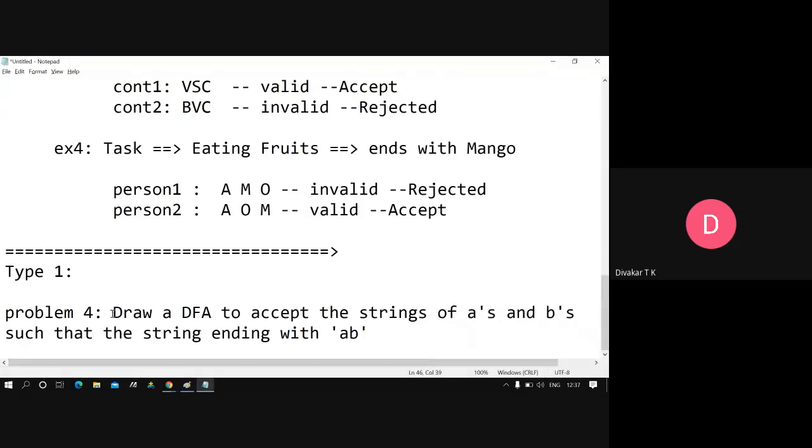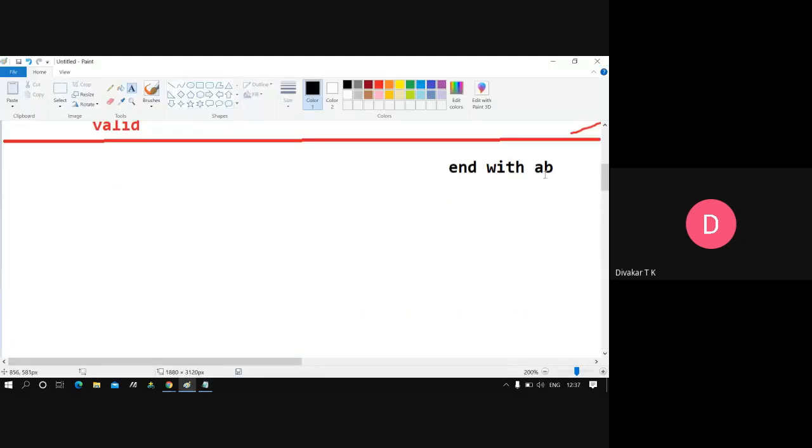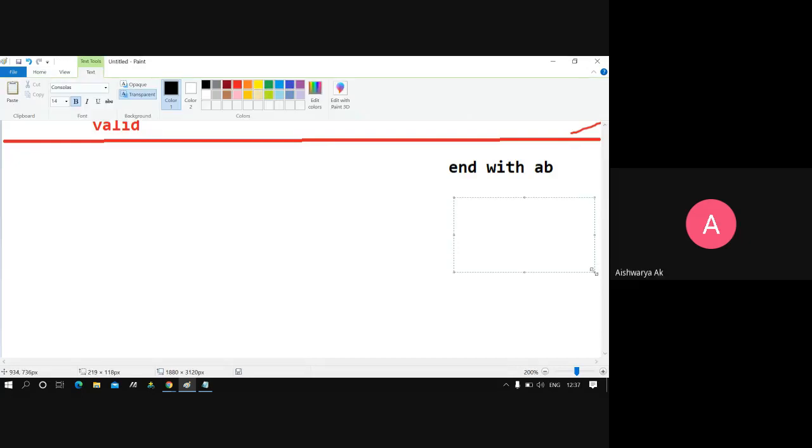Problem number 4: draw a DFA to accept the strings of A's and B's such that the strings end with AB. Now AB is my string. Can you tell me what all the symbols are here? A and B. Okay, perfect. A is one symbol and B is another symbol. We have two symbols here. So now, what is the alphabet here?